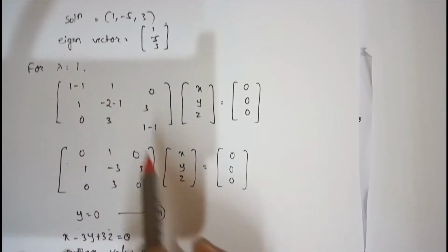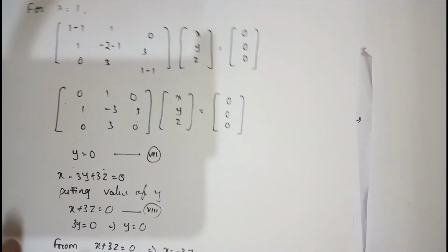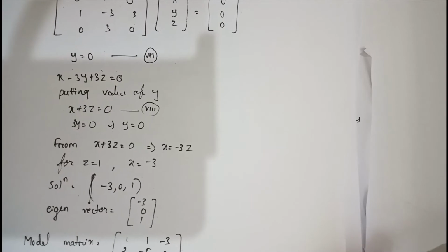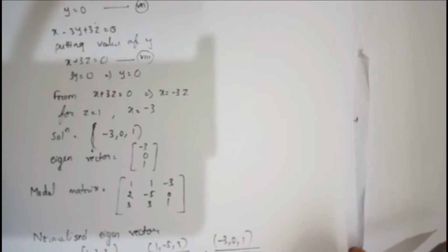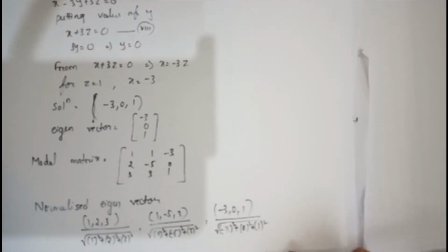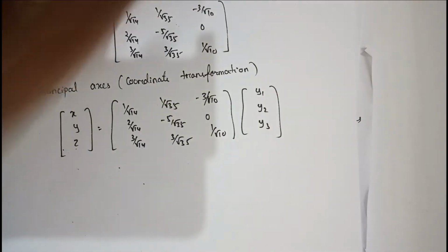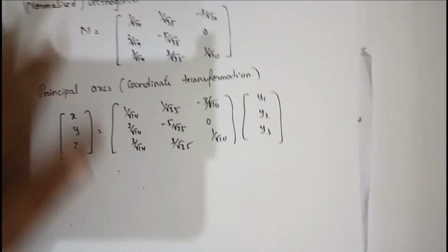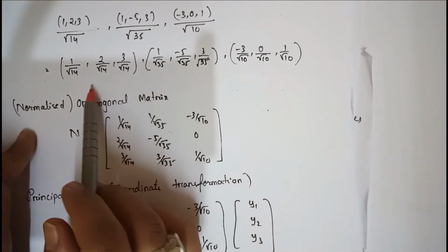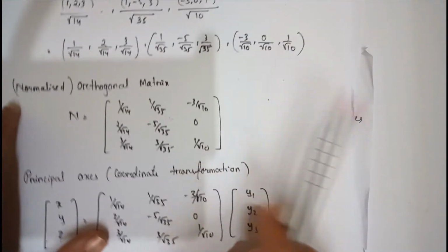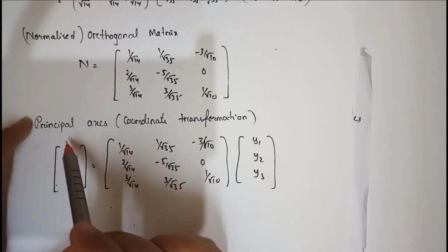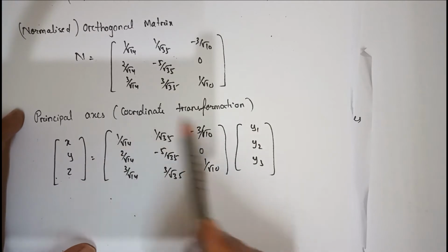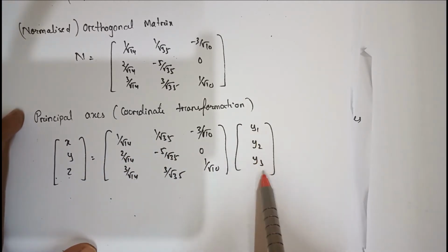Then again for the third one, I found the solution, and the eigenvector is minus 3 0 1. So this is my modal matrix. Then I found the normalized eigenvectors like this. So these are my normalized eigenvectors. I represented it. And what is the principal axis? These are the variables of the question given, the orthogonal matrix and the other variables.